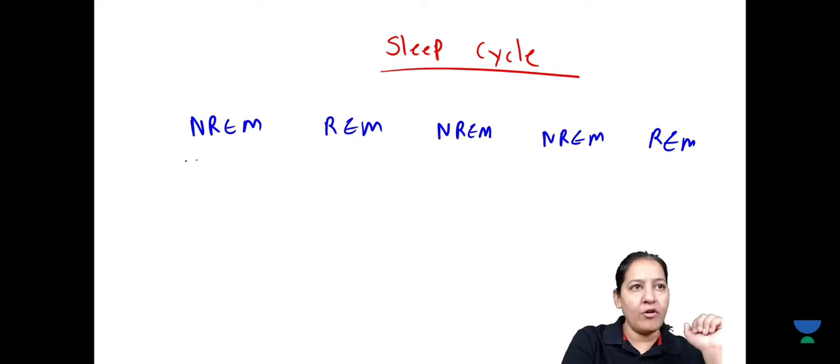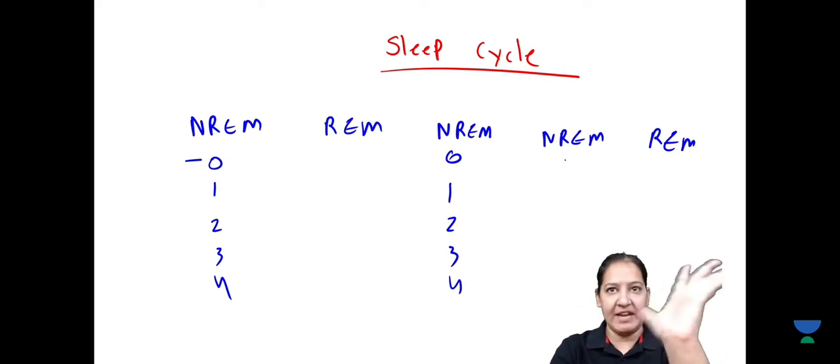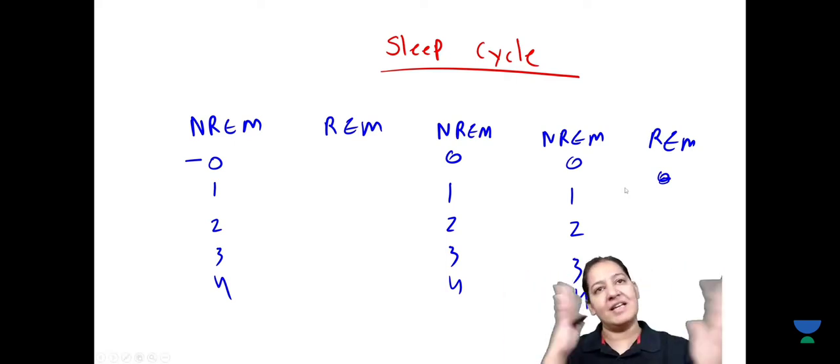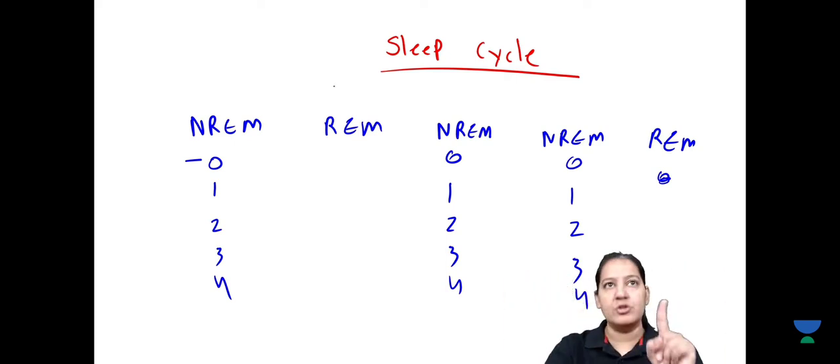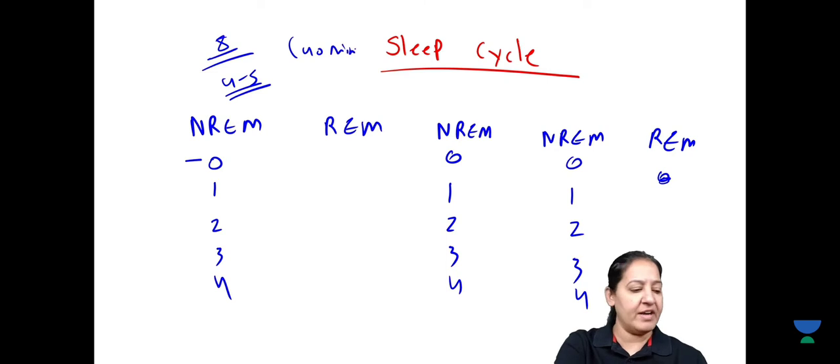So in non-REM, there are stages 0, 1, 2, 3, 4. REM does not have any further stages. So non-REM and REM are alternate, and these are the various stages. In a total 8 hours sleep, we complete 4 to 5 cycles. Each cycle contains nearly 40 to 45 minutes. Everyone give me a thumbs up if you got this.